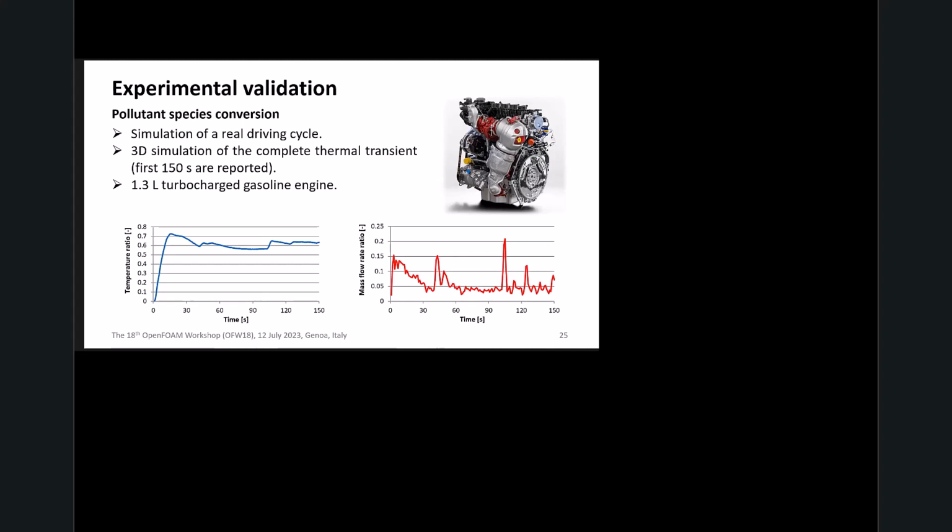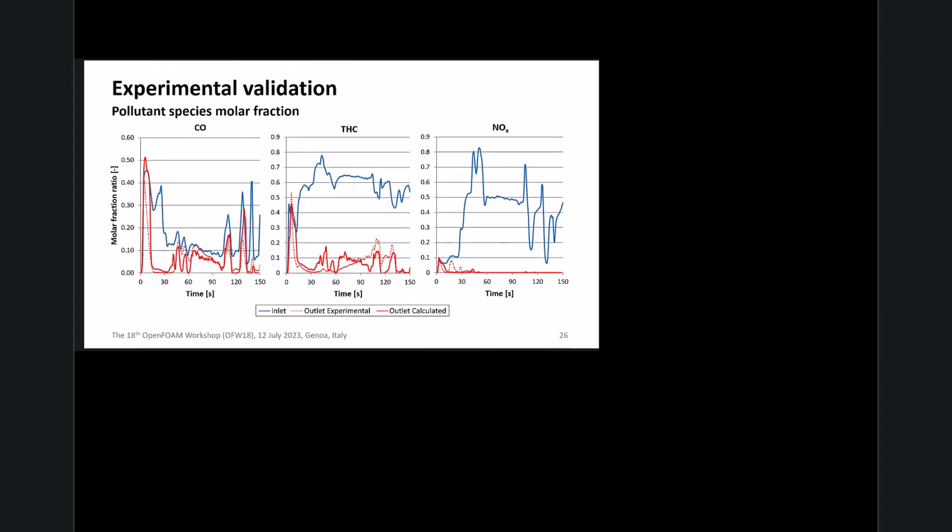So, to conclude the part of experimental validation, here is also proposed a part related to the pollutant species conversion, in which we simulate a complete real driving cycle with a 3D simulation. For the sake of clarity, only the first 150 seconds are reported. The results refer to a 1.3 liter turbocharged gas engine, and here we have the results in terms of pollutant species molar fraction at the inlet and outlet.